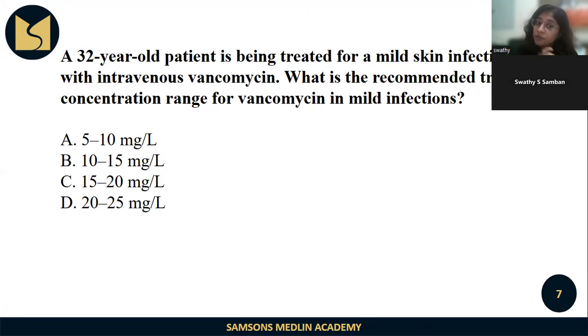From the previous question, we know that for the severe infection, we need to maintain the trough levels between 15 to 20 mg per liter. And in this case, it is mentioned it is a mild skin infection. So for mild skin infection, the right answer is option B, that is between 10 to 15 mg per liter.